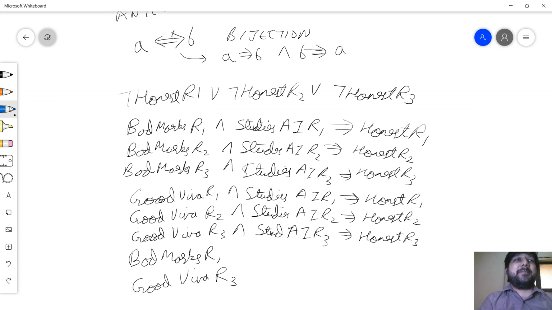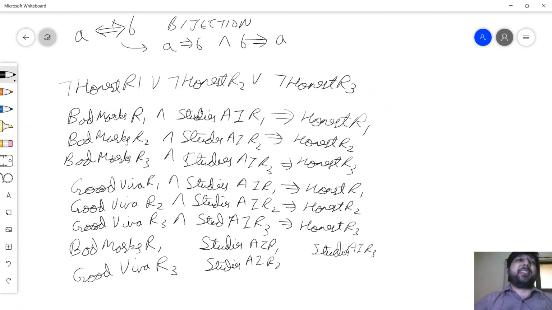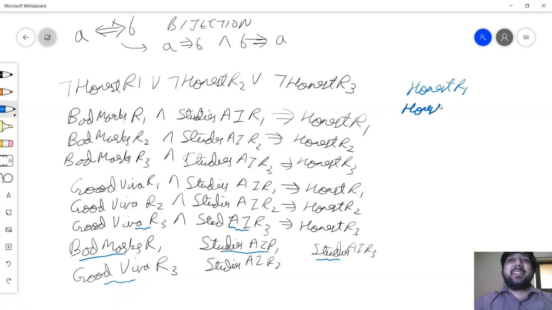What can I deduce? Can I reason something intuitively? We'll do it formally a bit later. Now, bad marks R1, okay, I also know that these are students in my roll call. So I know studies AI R1, studies AI R2, and studies AI R3. So, can I get something from it? The first is that I know that R1 studies AI as well as R1 got bad marks. So R1 got bad marks and R1 also studies AI. It means R1 has to be dishonest, intuitively. So I can somehow derive dishonest R1. Similarly, I know that studies AI R3 and good viva R3. So intuitively, I can say that R3 is honest.